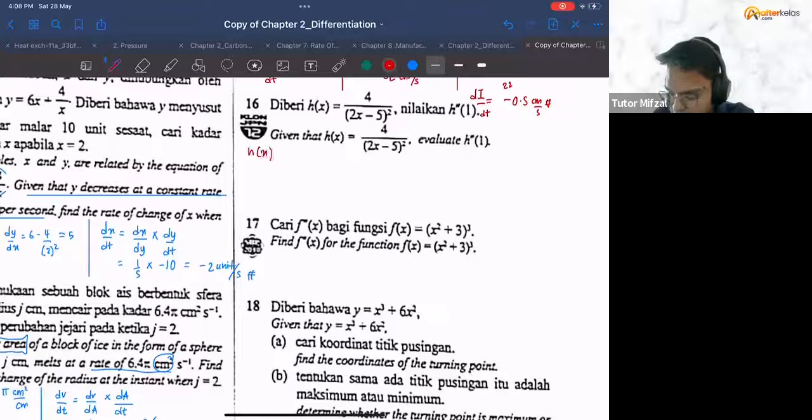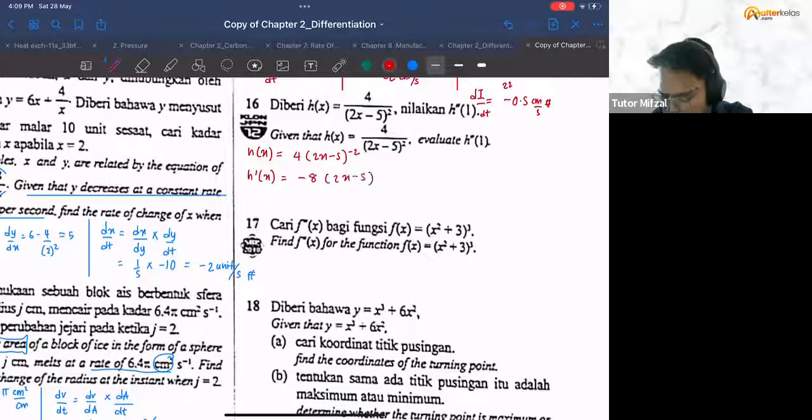h(x) is equivalent to 4 multiplied with (2x minus 5) to the power of negative 2. So you differentiate it once, you bring negative 2 in front. So negative 2 times 4 is negative 8.